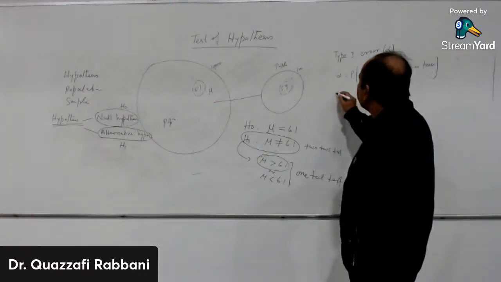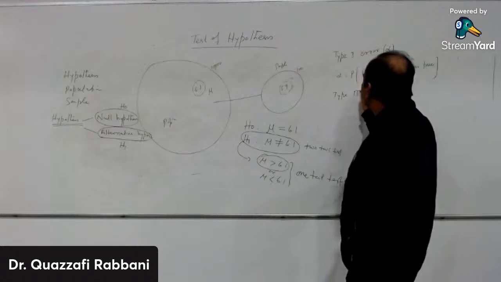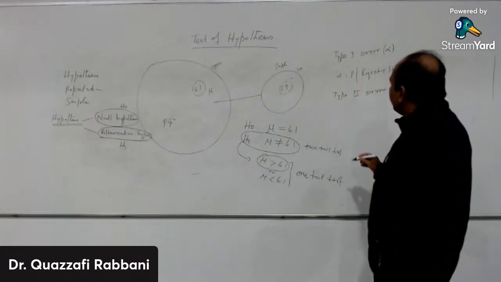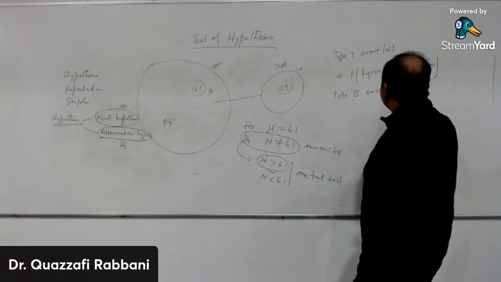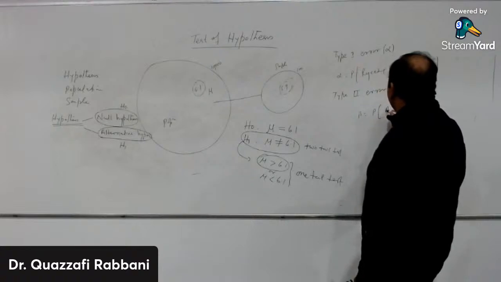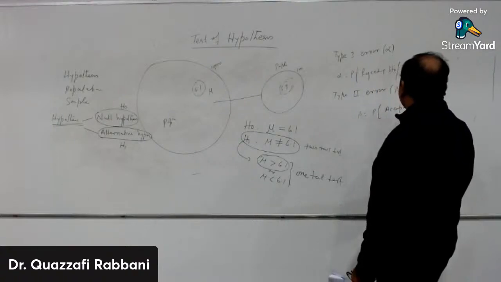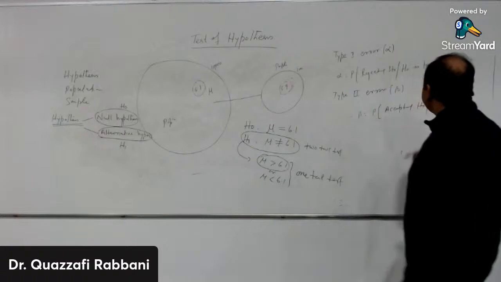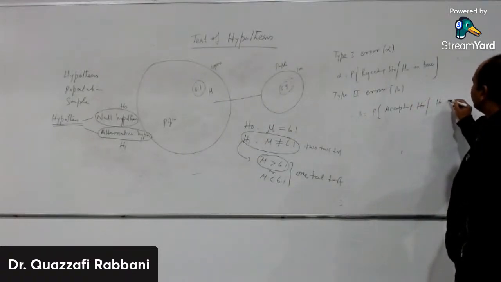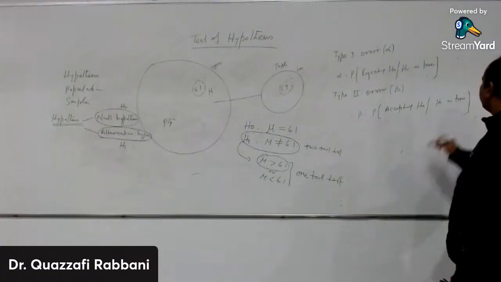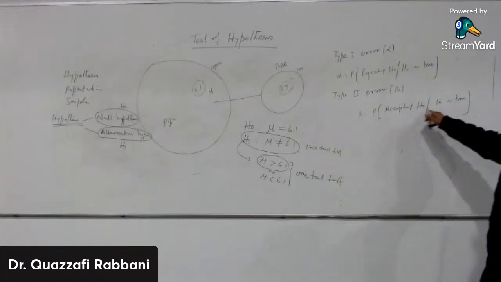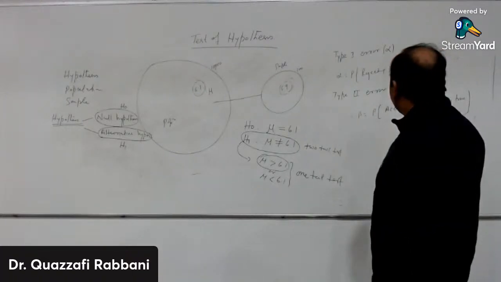The second is type 2 error. This is denoted by beta, and beta is equal to the probability of accepting H naught given H1 is true. Accepting H naught given H1 is true. We accept the H naught.